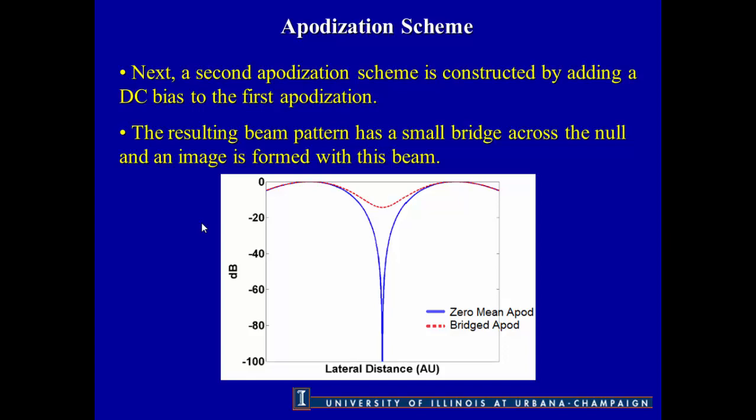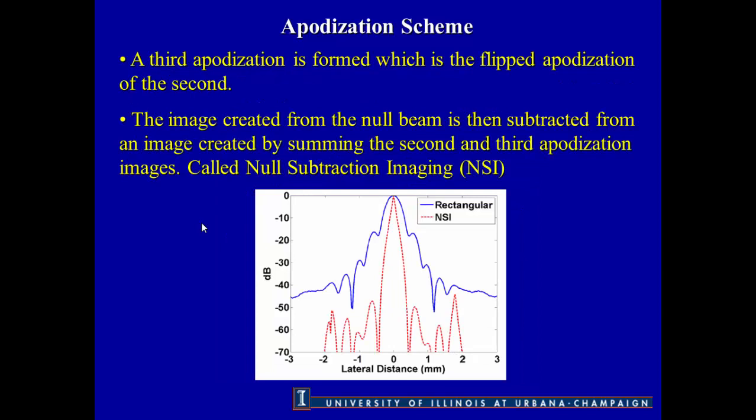So what we're going to do is create an image with the null, create an image with this bridged part here, and actually one more thing. We're going to create a third apodization, which is just the flipped apodization of the second apodization. That kind of balances the energy on both sides of the null. So we'll create a couple of images. We're going to do this with the envelope data. We'll create the images from the two non-zero mean apodizations, sum those together, and then subtract off the zero mean null beam. And what you get is just that bridged part in the middle that is left over.